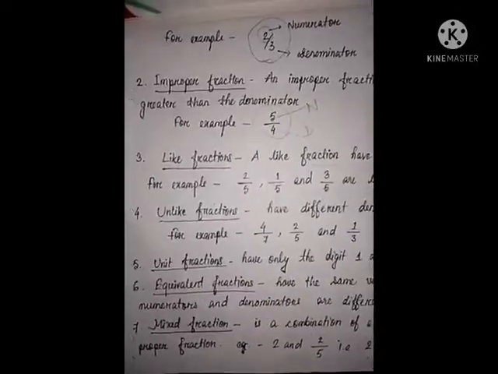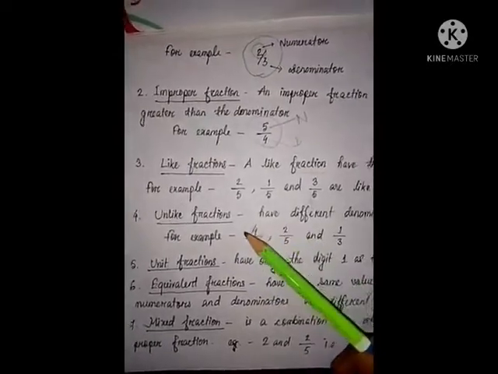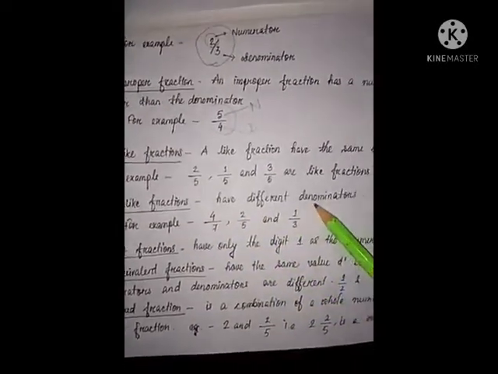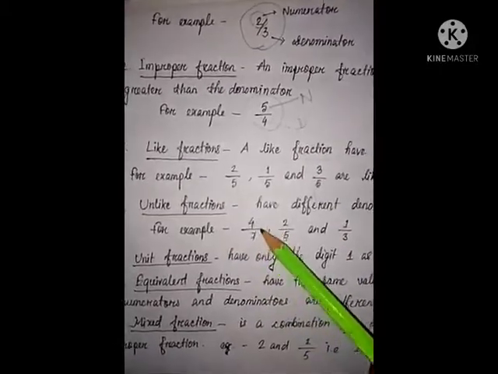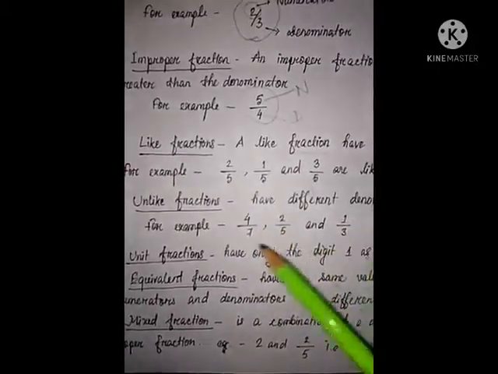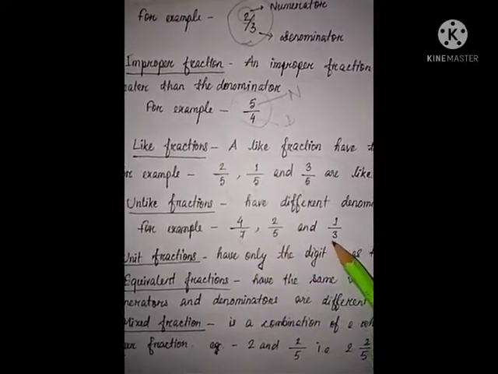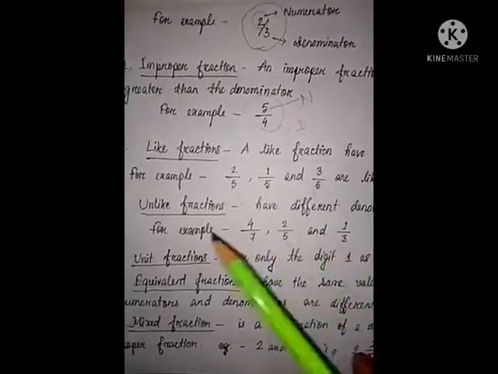Okay, now see unlike fractions. Unlike fractions have different denominators, means the numbers below are different. Here see example 4 by 7, 2 by 5, 1 by 3. Here all denominators are different, so these are known as unlike fractions.